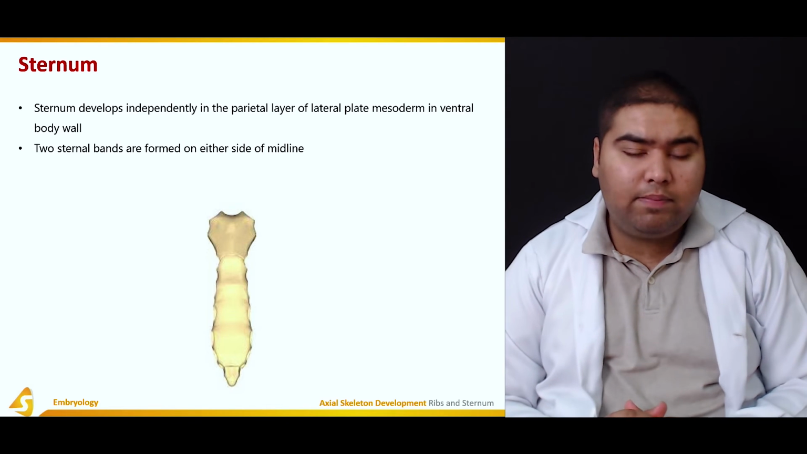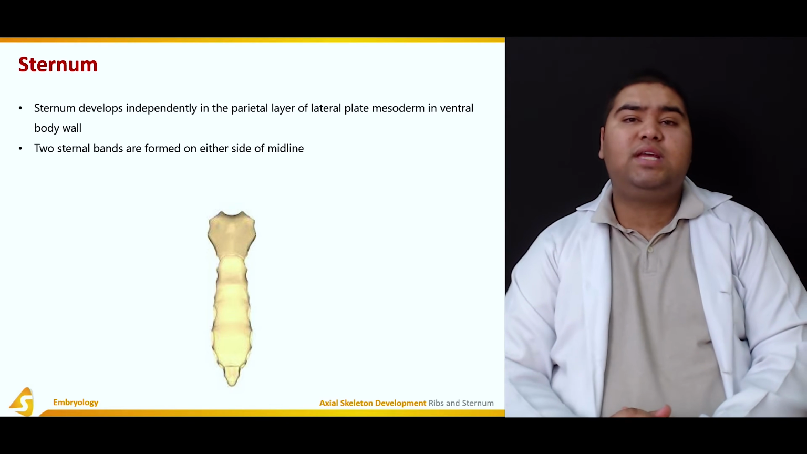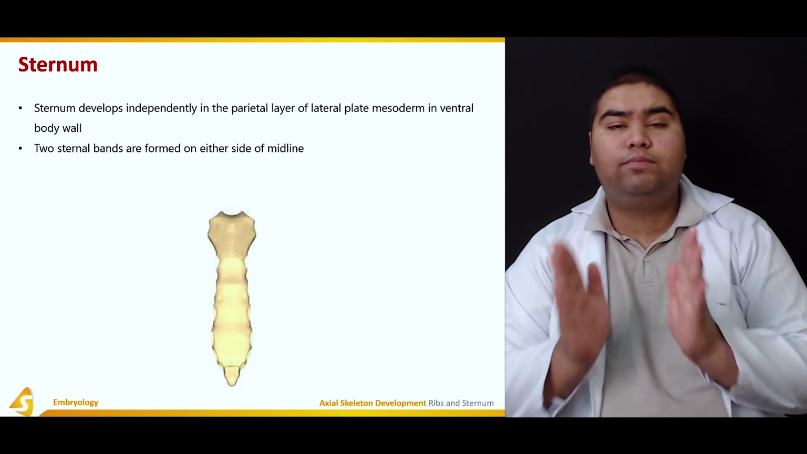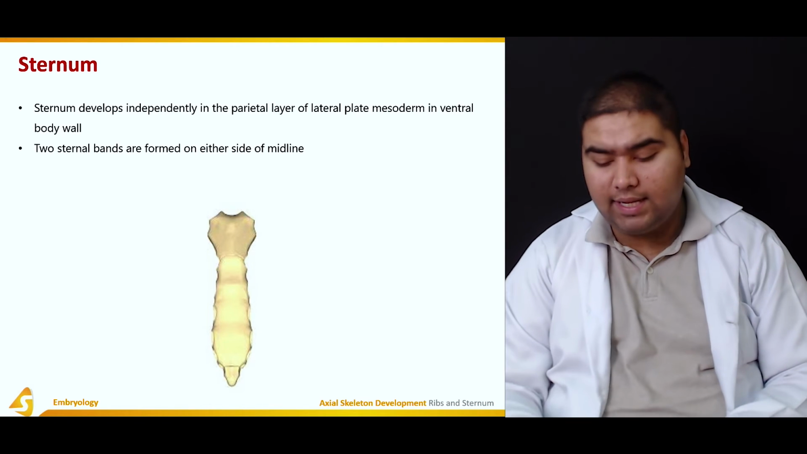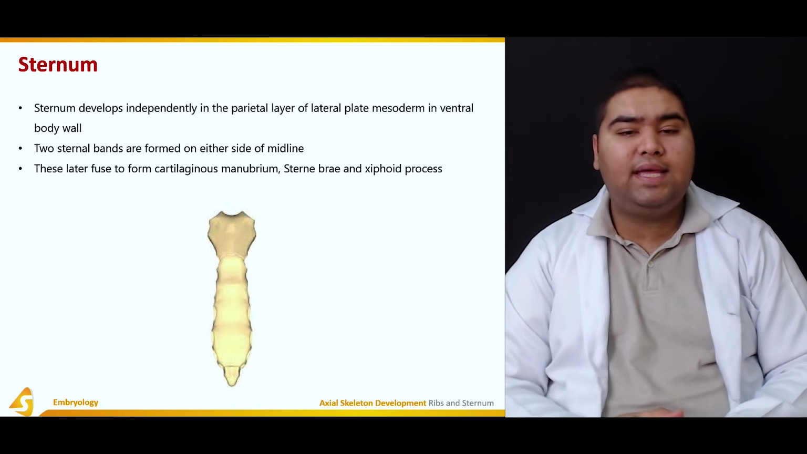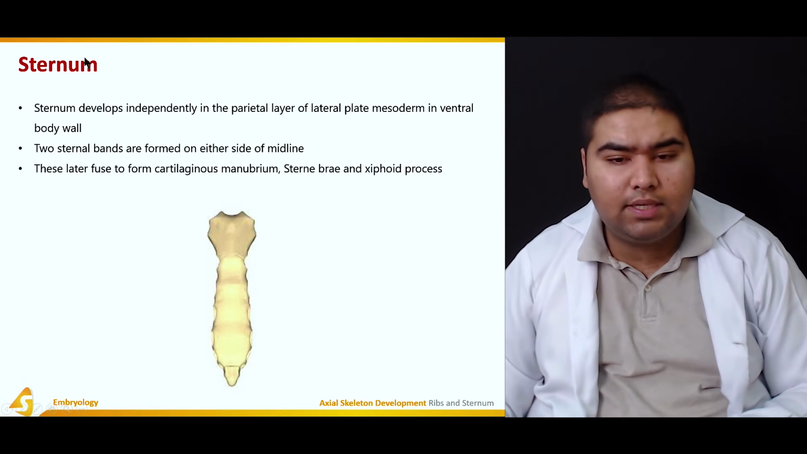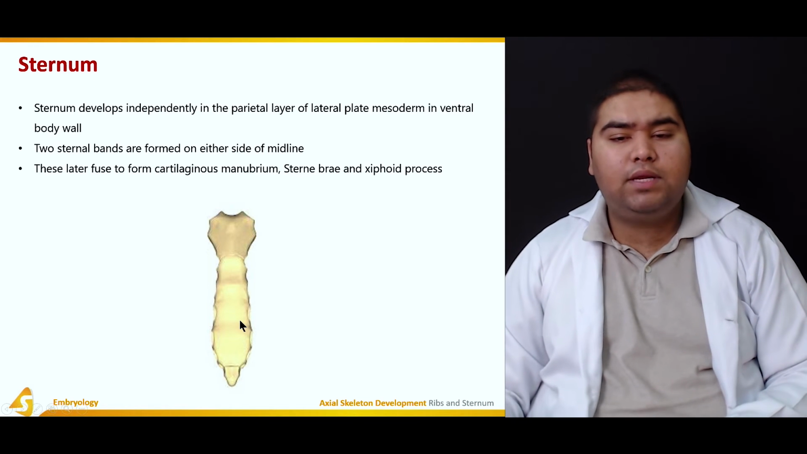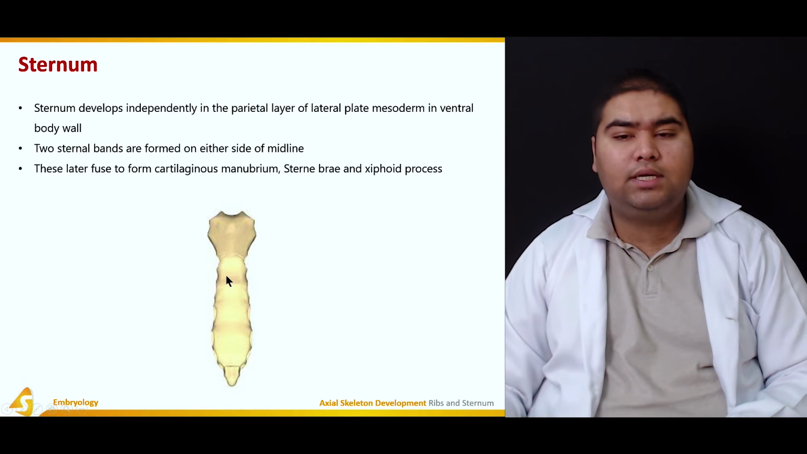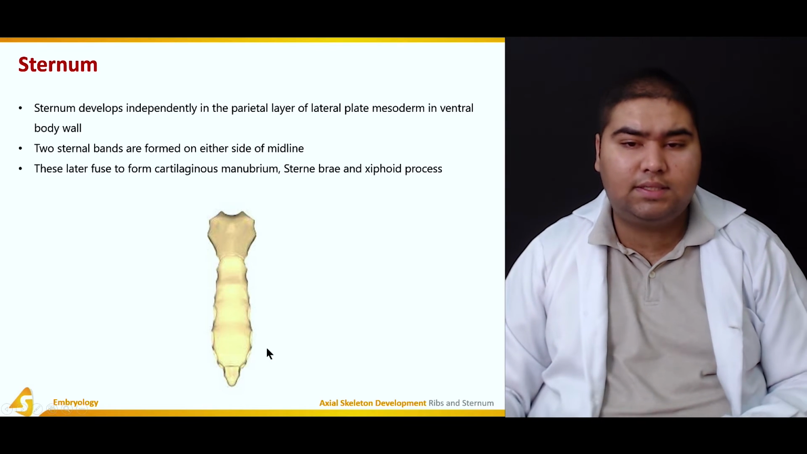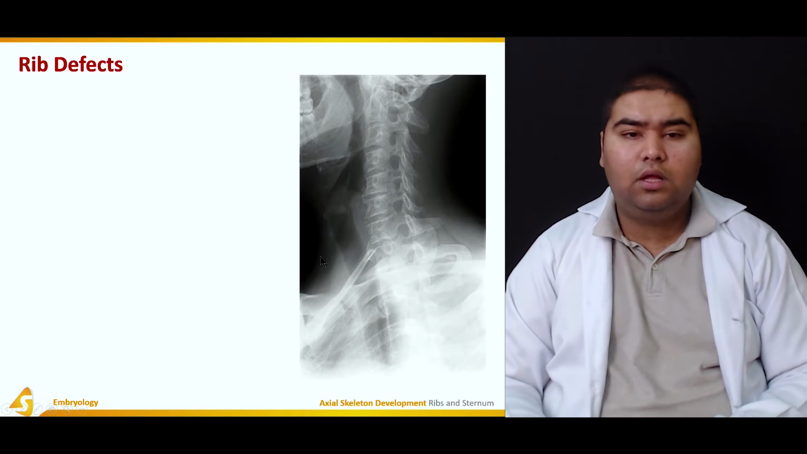There are two sternal bands which are formed on either side of the midline, which are then supposed to join together to form a single sternum. These later fuse to form cartilaginous manubrium. Manubrium is the upper part. Sternebrae are the two portions of the sternum that meet together in the midline, and the xiphoid process. This is the xiphoid process.